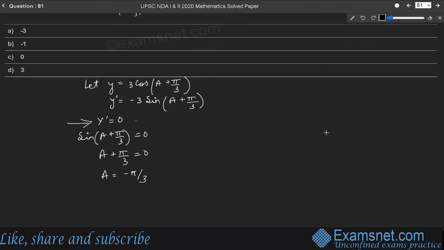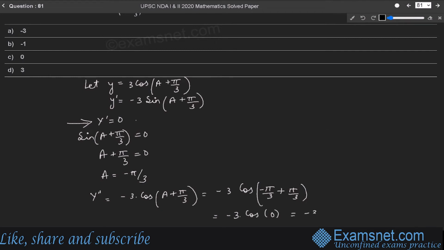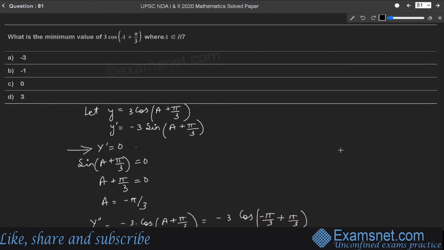Now talking about the second order derivative, y'' will be equal to -3 cos(a + pi/3), which will be equal to -3 cos, putting the value of a here, (-pi/3 + pi/3). So it will be -3 into cos 0, and we know that the value of cos 0 is 1. So the answer will be -3. So we can say that the minimum value for the given function is -3. So the correct option for this question is option A, which is -3.